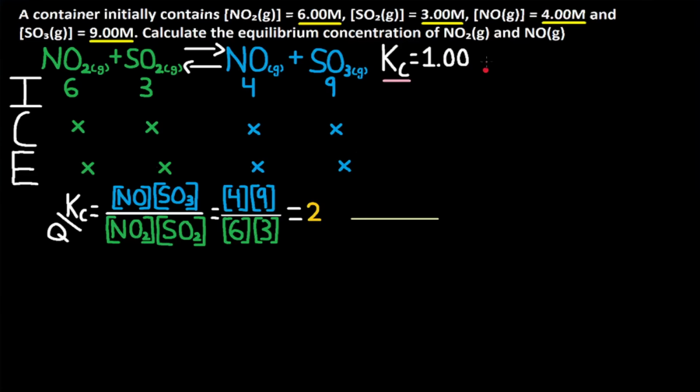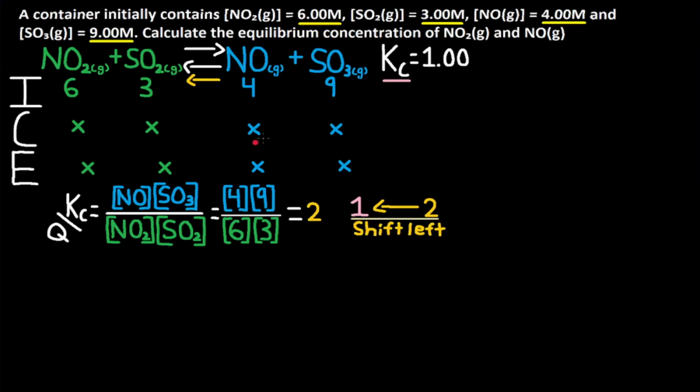So the Kc value is 1. This is smaller than 2, so this will go on the left side, and 2 will be on the right side. To go from 2 to 1, we need to go left, so this is a shift left. This reaction will shift left to reach equilibrium, and a shift left points at the reactants, so the reactants increase, and it doesn't point at the products, so the products decrease.